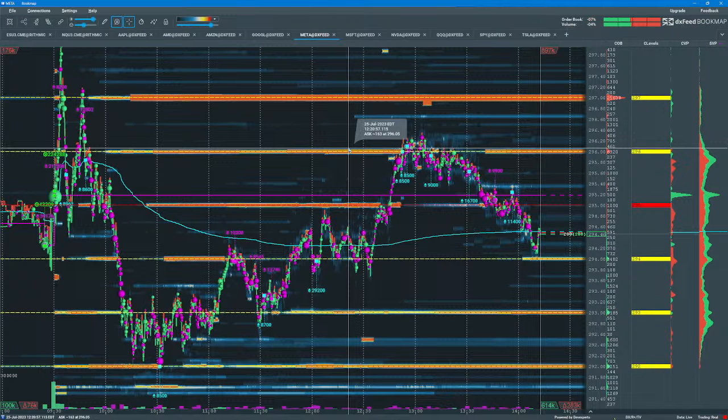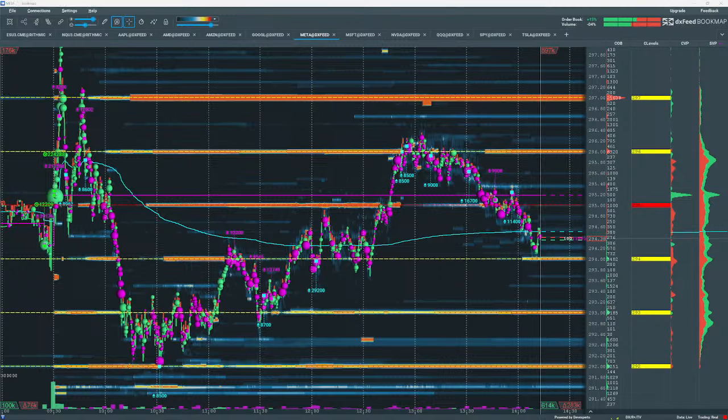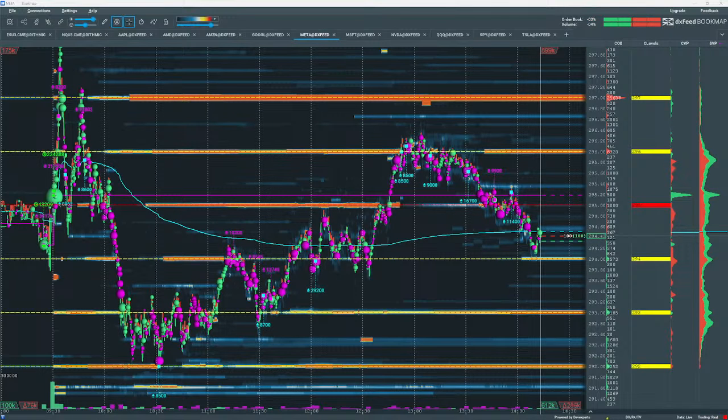All right, so here is Meta. Kind of a choppy reversal here. Good entry at the test of the 293 level, as options traders were taking positive delta positions.